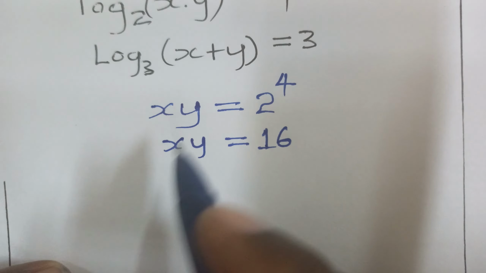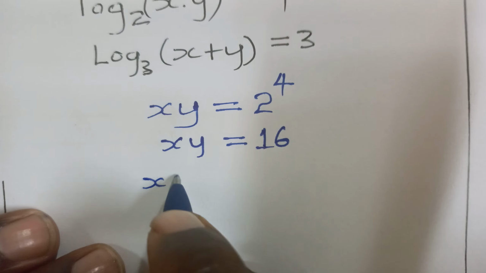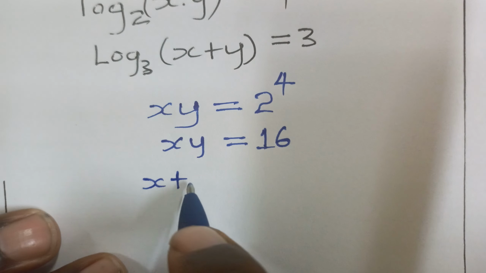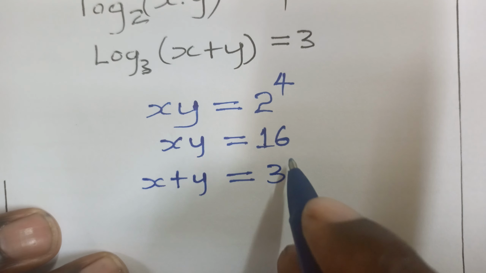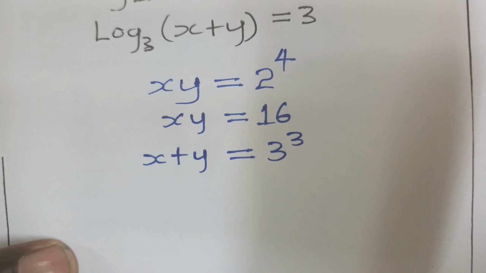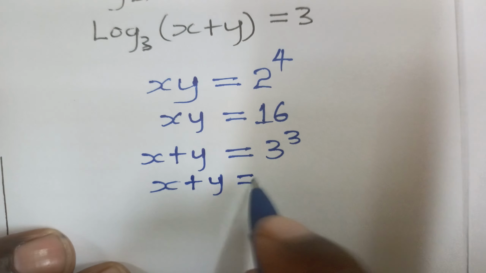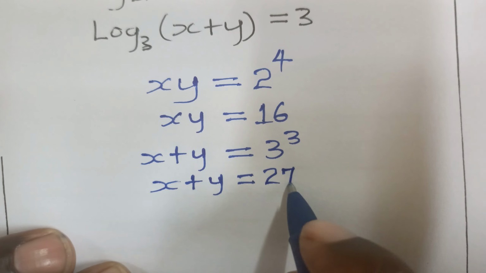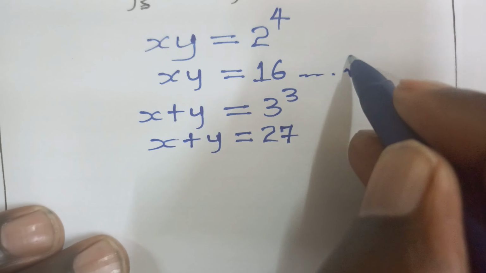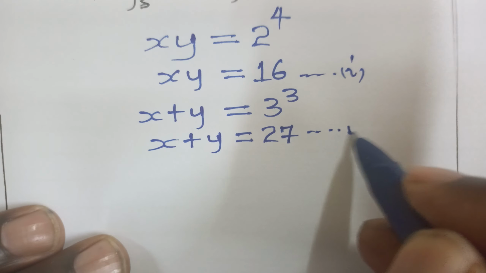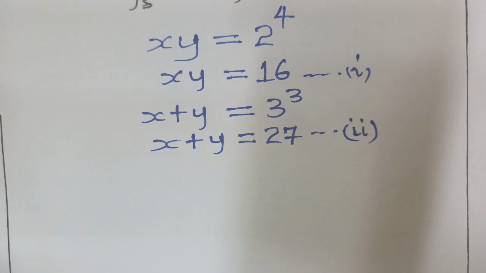Guys, we now come to this other one. For this, we are going to have x plus y equals 3 raised to 3. Guys, this now comes to x plus y equals 27. And so therefore, we now have two equations. We have that equation and we also have that equation. Now we work out those two problems.